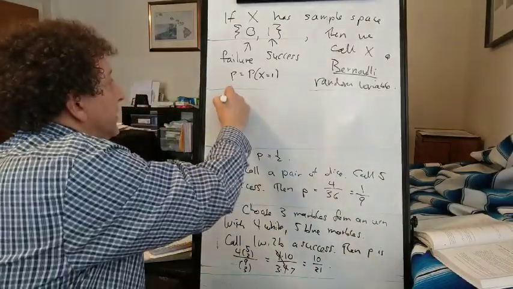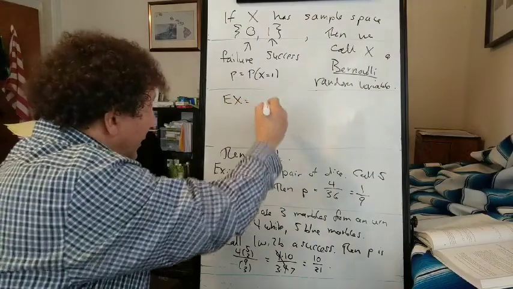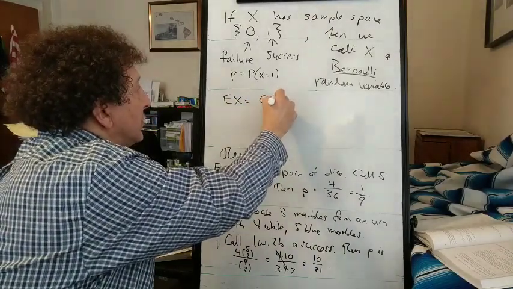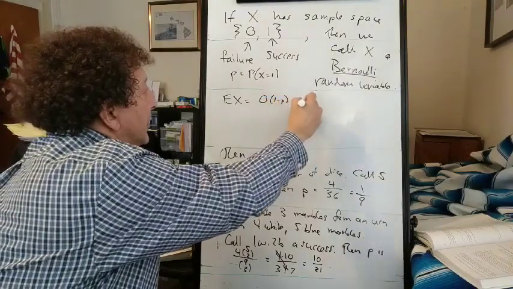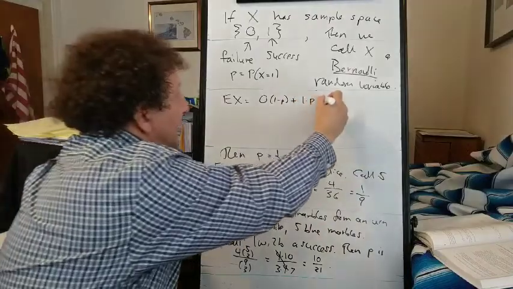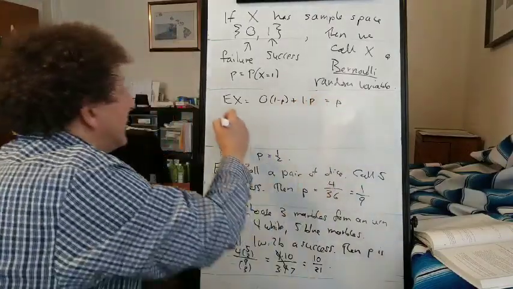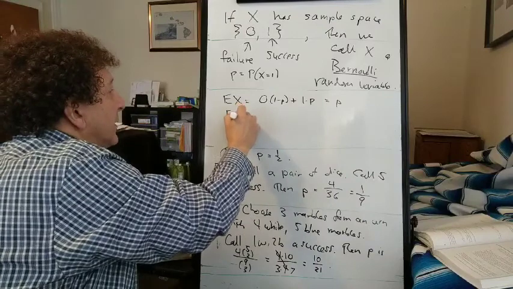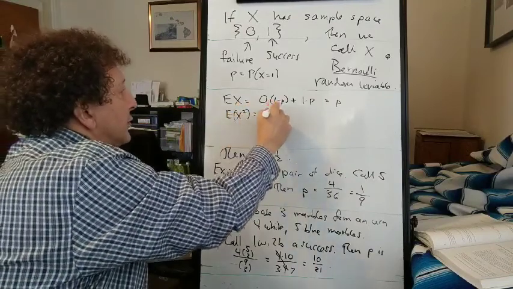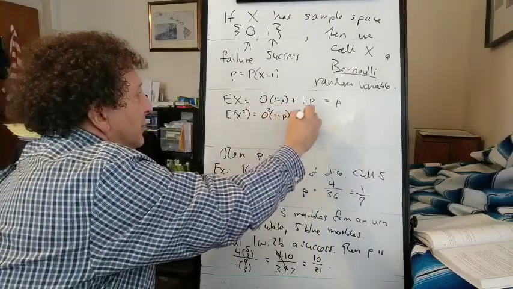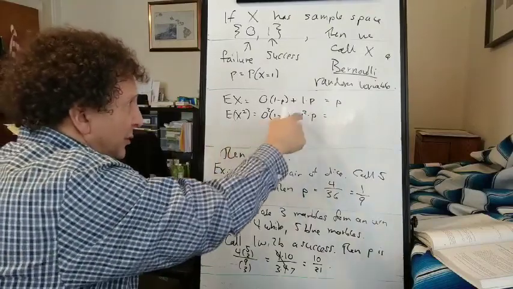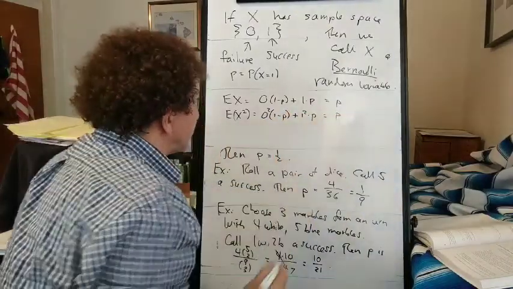So let's compute expected value and variance. The expected value of x is 0 times the probability that we get 0, which is 1 minus p, plus 1 times the probability that we get 1, which is p. 0 plus p is p. The expected value of x squared is 0 squared times the probability we get 0 plus 1 squared times the probability we get 1, which is the same thing because 0 squared is 0 and 1 squared is 1, so p.